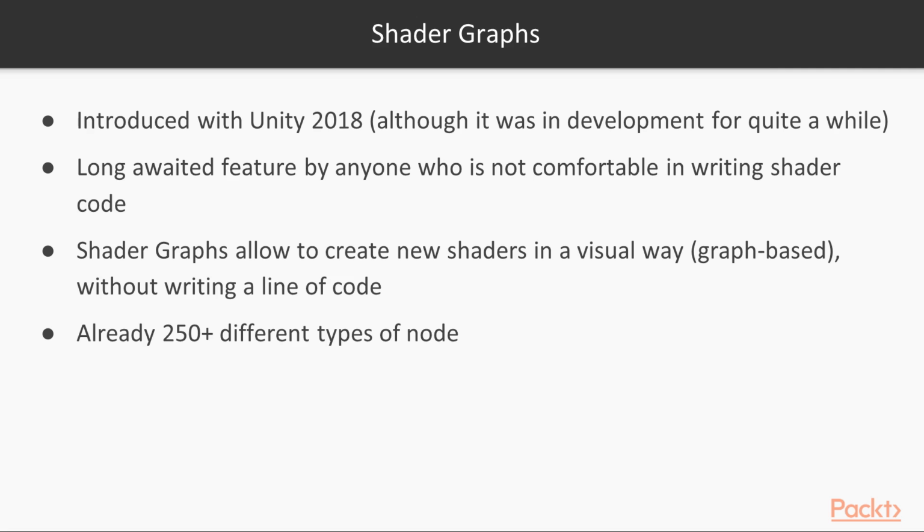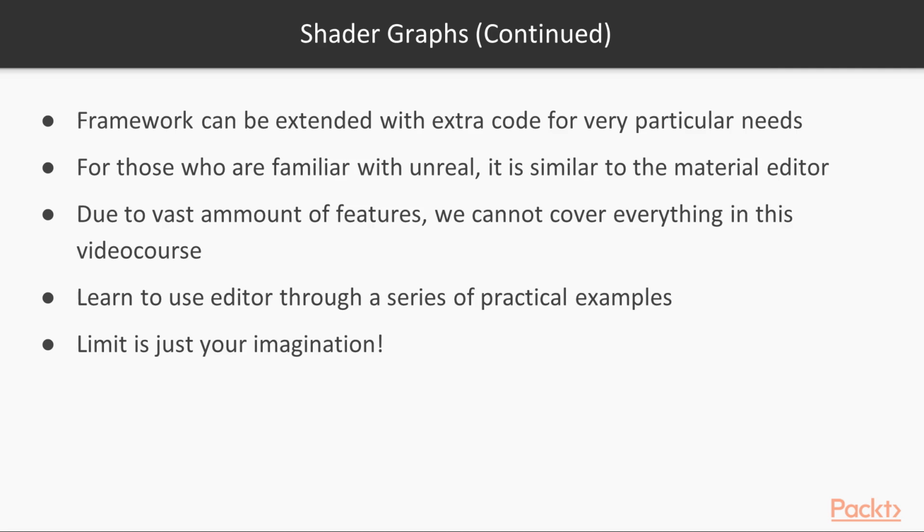And it was a feature that many people were waiting for, especially those who are not fully comfortable in writing shader code. So basically, it's a way to create new shaders by using a visual language which is graph-based. And this allows you to create very powerful effects without writing any line of code. The library already consists of more than 250 different types of nodes. We will see what these nodes are during the section. But in case you need more, you can extend by writing your own nodes.